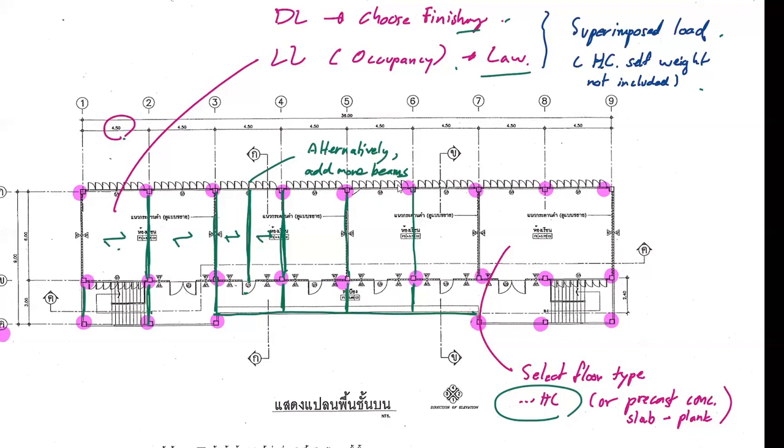So if you could choose the floor, that means you now can use the tributary area to calculate the load that your column has to carry. For this column, it's going to be that one, right? For this one, because it's a cantilever, it's going to be this much.